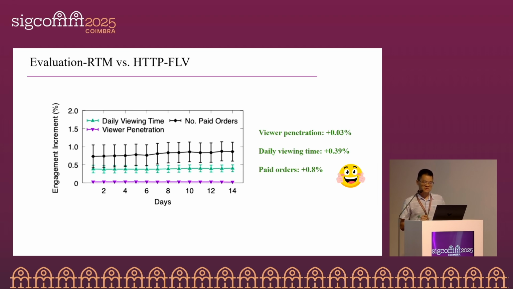While these numbers may seem small, they are highly impactful for a mature platform like Douyin, the Chinese version of TikTok, which handles billions of sessions daily. These engagement gains result in 0.8% more paid orders, which can translate to several billion in business revenue.